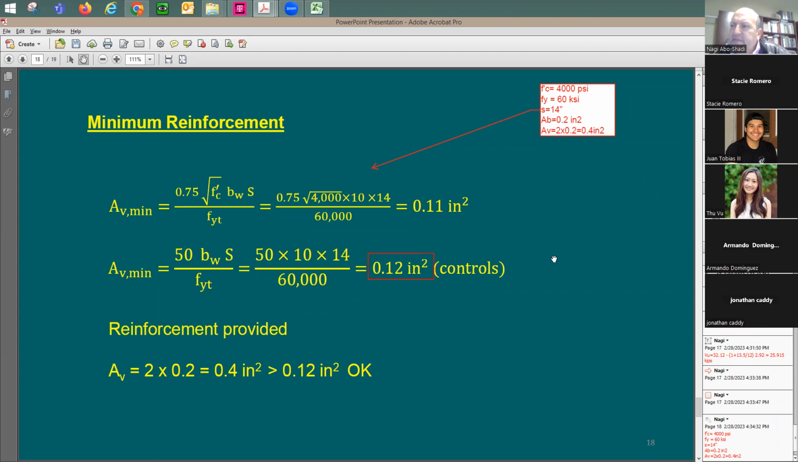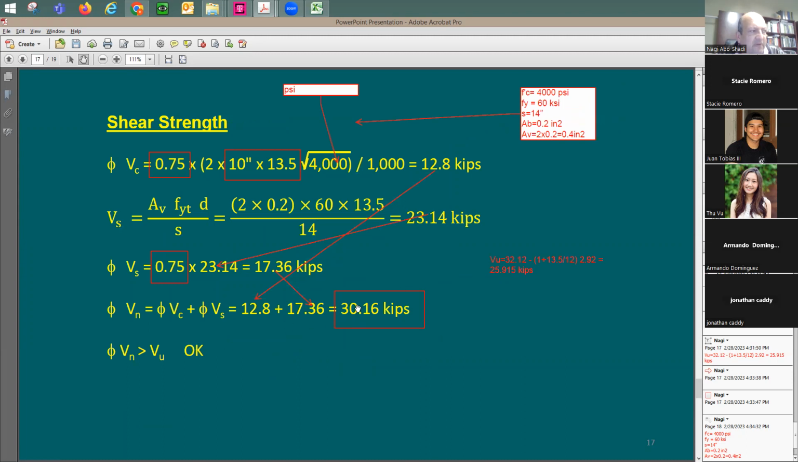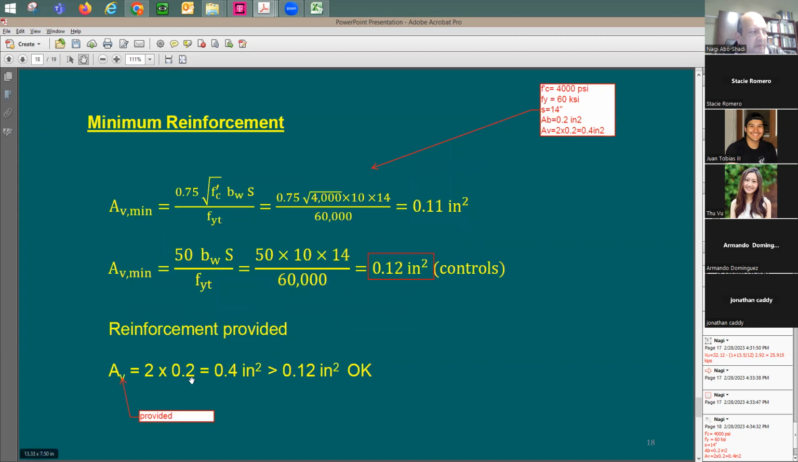How much do I provide? This is going to be the question now. When it says a minimum, you need to compare it with the Av provided. We have provided two legs, each of them has 0.2 square inches, which means 0.4 square inches. This is more than the 0.12. So we're good. We have more reinforcement than the minimum needed by code. So this is going to be Av provided. This is what we have in the problem. We were able to cover the strength. Yeah, strength is covered, 30 kips versus 26 kips. Now look at the minimum reinforcement, we're good.